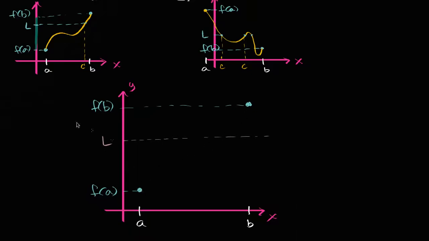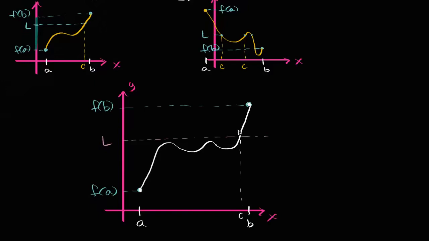Let's see if I can draw that. Let's see if I can get from here to here without ever crossing this dotted line. Well, let's see. Maybe I'll avoid it a little bit. But gee, how am I going to get there without picking up my pencil? Well, I really need to cross that line. All right, well, there you go. I found we took on the value L, and it happened at c, which is in that closed interval.